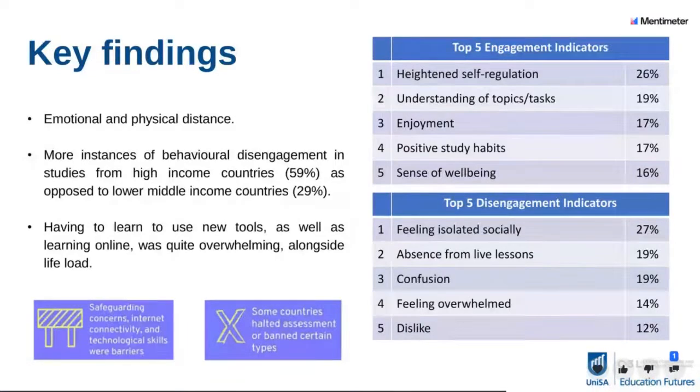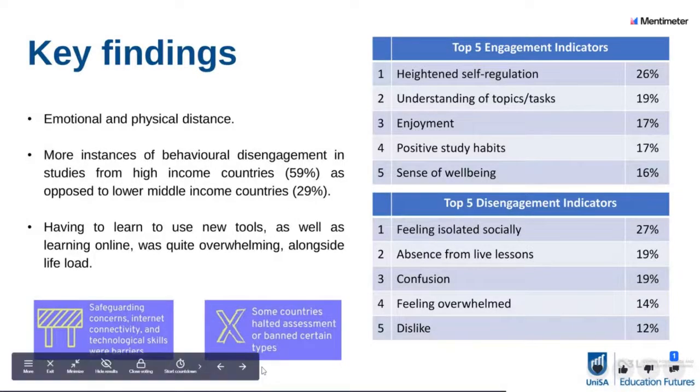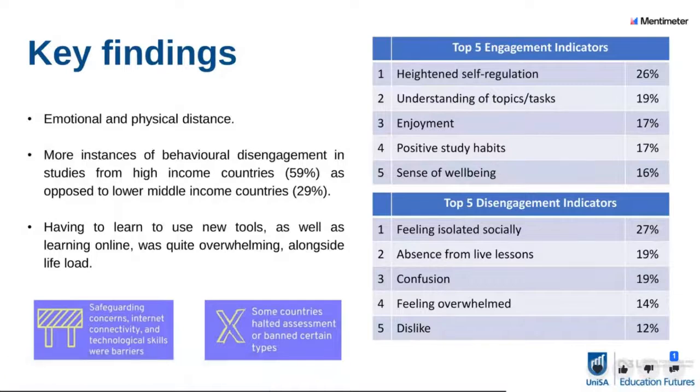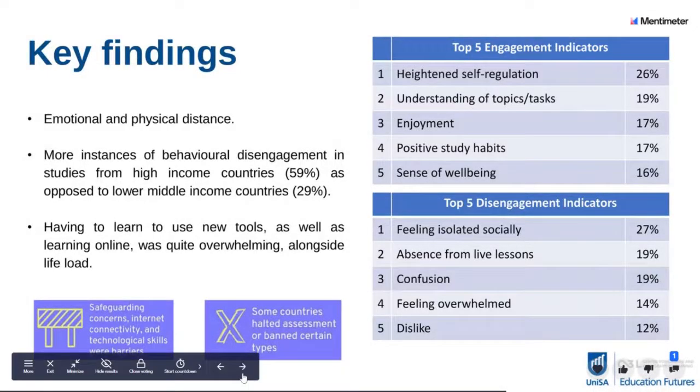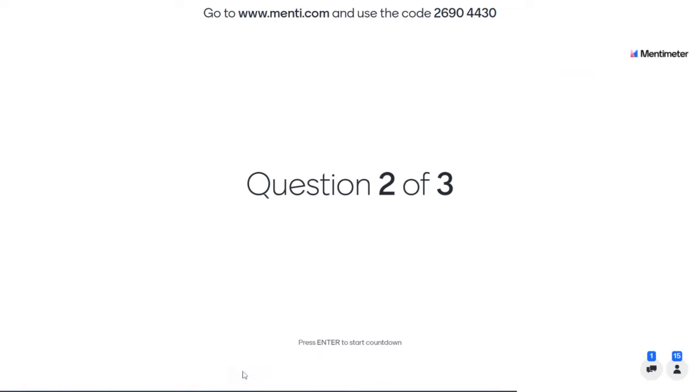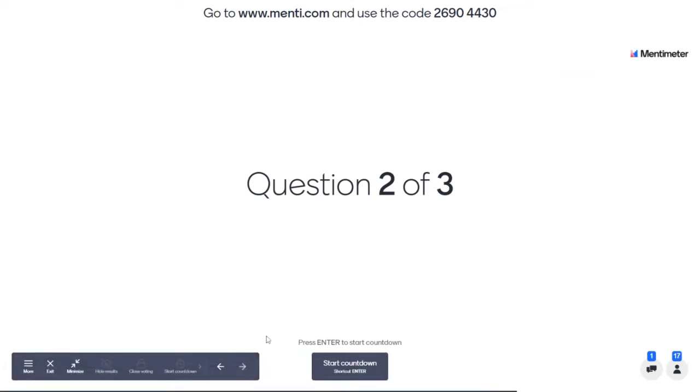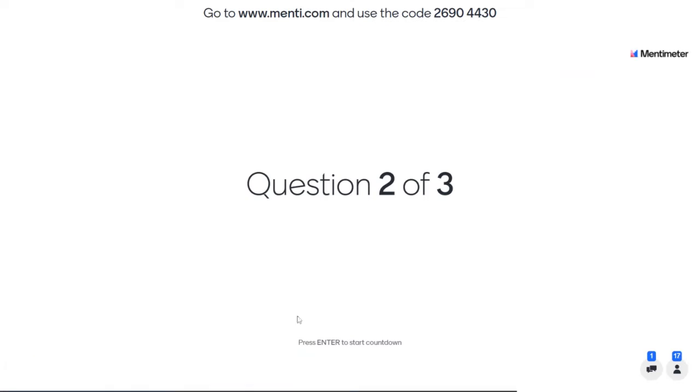There was absence from live lessons. There was confusion about task requirements, as well as safeguarding concerns and the issues with people who'd never learnt online having to learn how to learn online. And that was also quite overwhelming, as well as people's life loads. Now, same question again, but with a different cohort.